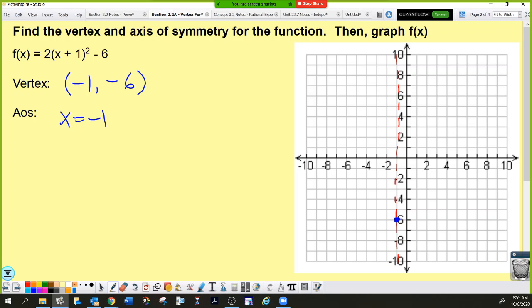So what I want to do is stay close to my vertex. Because the number on the front is not a fraction, just move by ones. Plug in a number that's to the left 1 or to the right 1. That means I'm going to be working with x equals 0 and x equals 2. I'm going to plug in one of those. I like going to the right. So I'm going to find out what is y when I plug in x equals 0.